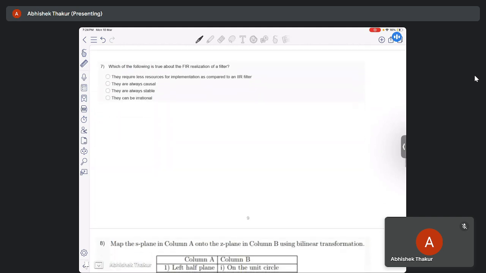Coming to the next question. Which of the following is true about the FIR realization of a filter? An FIR filter is a filter which has no feedback in its equation, which makes the filter inherently stable. So in FIR there is no feedback, which makes it stable. So they are always stable. Option C is correct for this question.